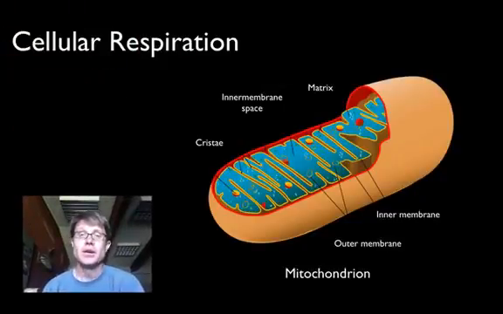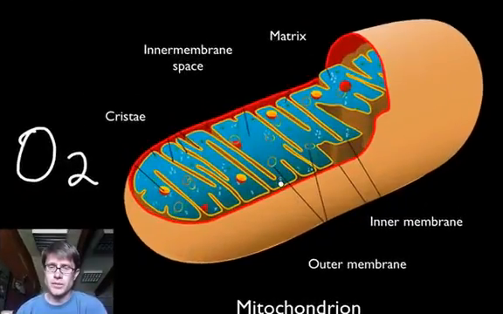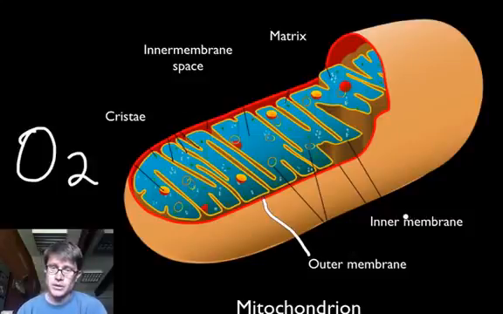takes place. And in order to do cellular respiration, you need a mitochondria, and you also need one more thing. You need O2, you need oxygen. So the parts of the mitochondria that you should become familiar with, first of all, we've got an outer membrane. Outer membrane is going to be this portion right here. We also have an inner membrane, so it looks like that.